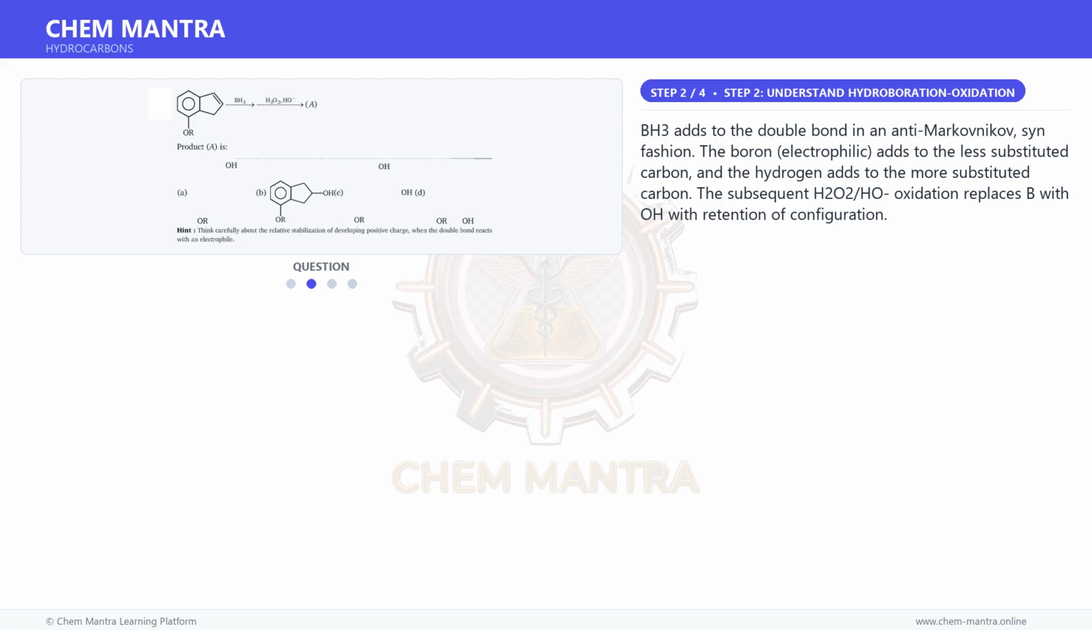Moving on to the next step. BH3 adds to the double bond in an anti-Markovnikov, syn fashion. The boron, electrophilic, adds to the less substituted carbon, and the hydrogen adds to the more substituted carbon. The subsequent H2O2 oxidation replaces B with O with retention of configuration.